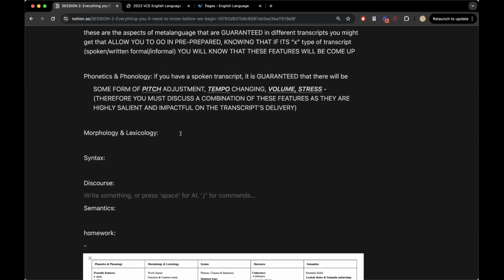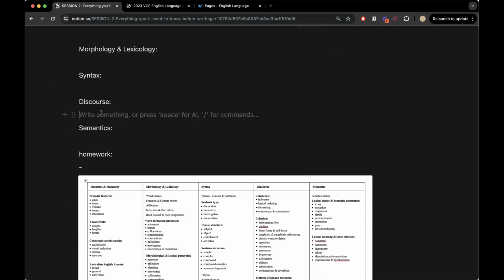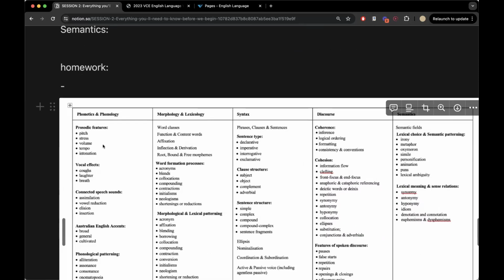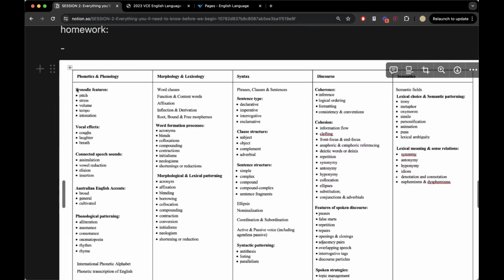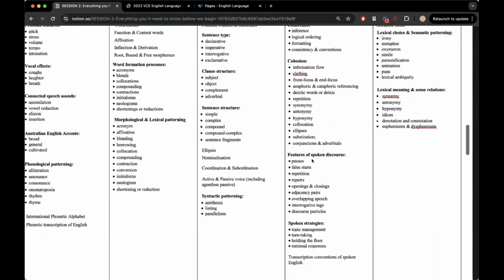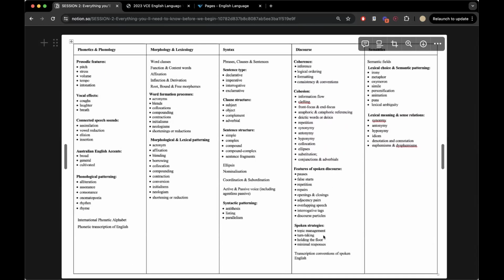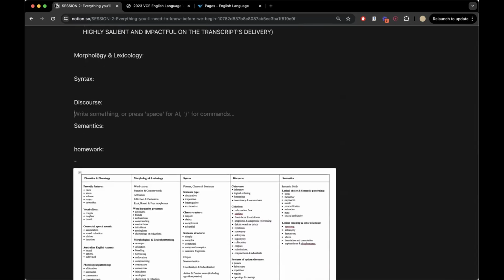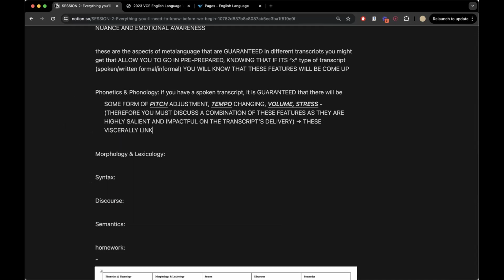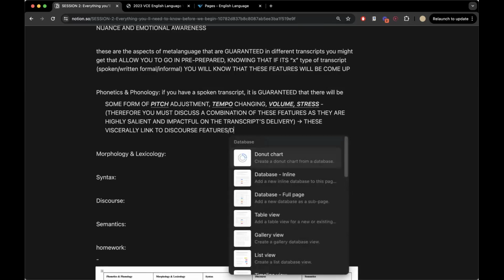Now, what is this imminently linked to? All of these are imminently linked to discourse. Which means if you're going to talk about prosodic features, volume, tempo, speeding through content faster, all of your spoken strategies and features of spoken discourse are very viscerally linked to prosodic features, right? So here, these viscerally link to discourse features slash strategies.